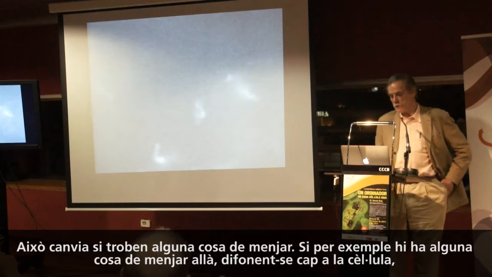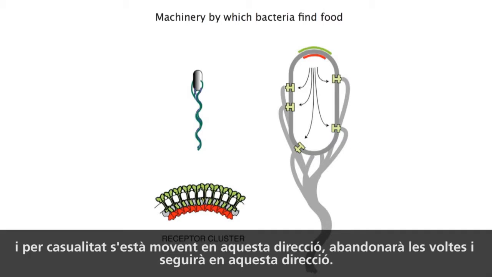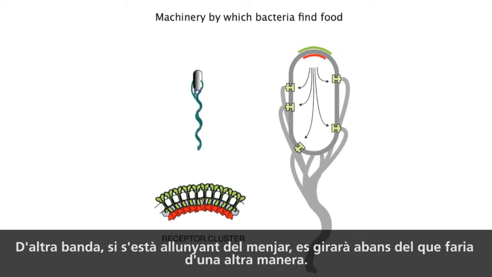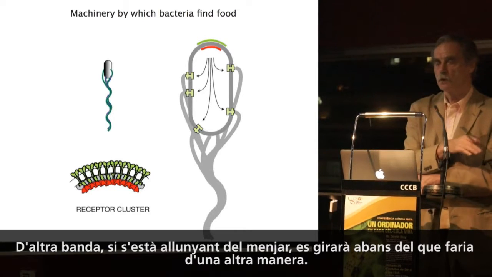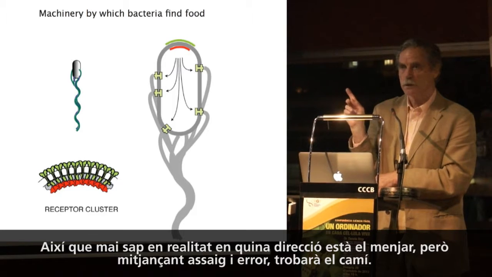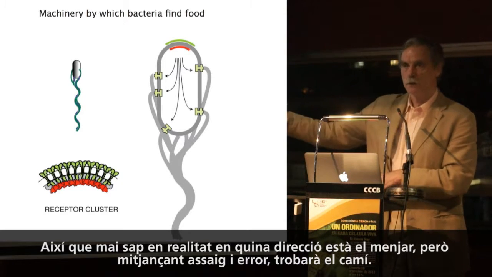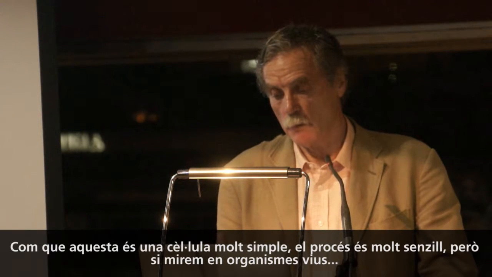Now, this is changed if they encounter some food. If, for example, there's some food over there that's diffusing towards the cell, and it happens by chance to be moving in that direction, then it will stop the tumble and keep going in that direction. On the other hand, if it happens to be moving away from the food, it will tumble sooner than it would otherwise. So it doesn't actually ever know which way the food is. By trial and error, it will find its way. But of course, this is a very simple cell, and this is a very simple process.